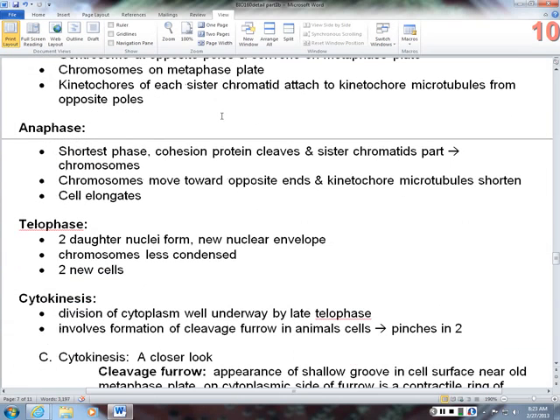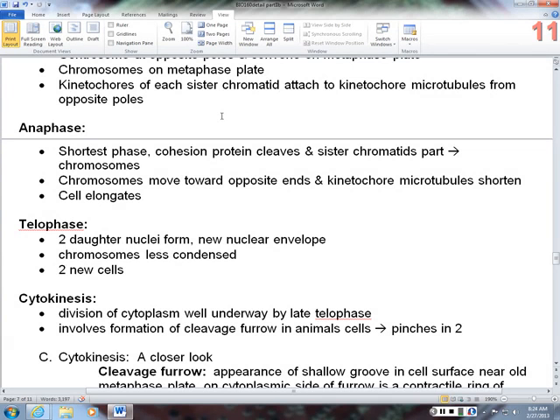During anaphase, it's the shortest phase. The cohesin protein is going to cleave the sister chromatids, so they're going to start to pull apart to become the separate individual chromosomes. They're going to start to move towards the opposite ends, and the kinetochore microtubules are going to start to shorten, and the cell is going to begin to elongate. So this is showing it progressing more, and more.